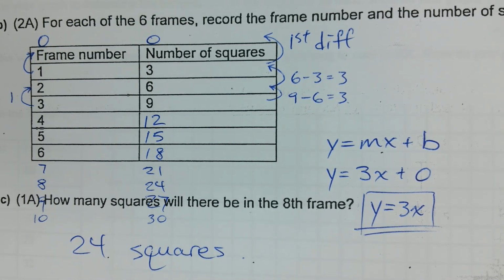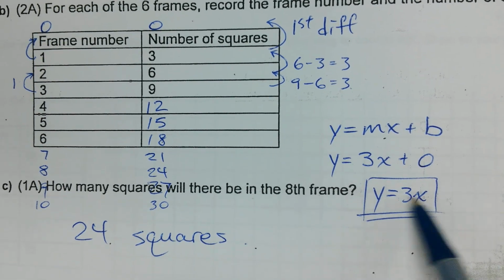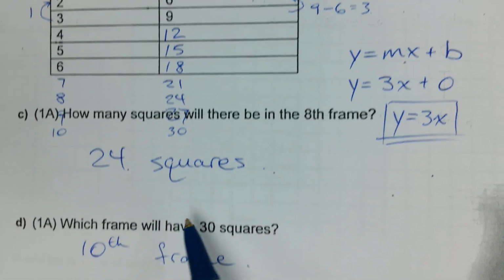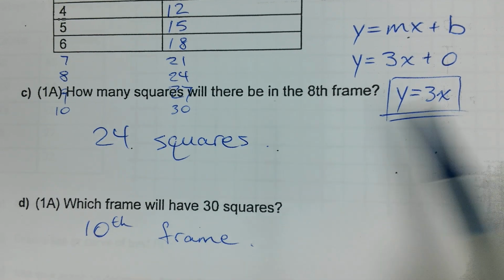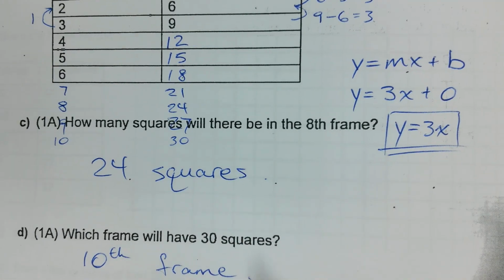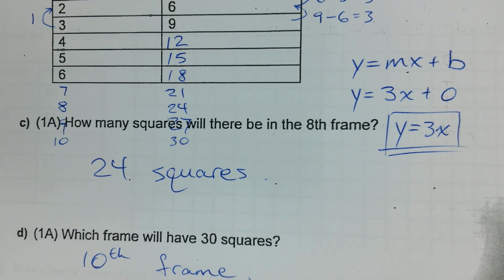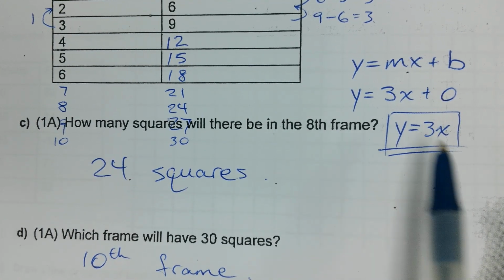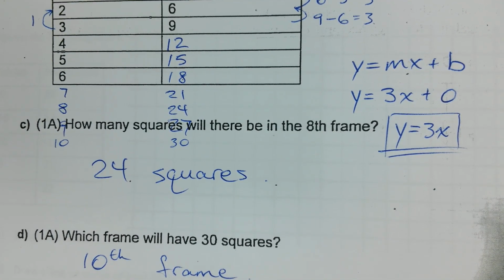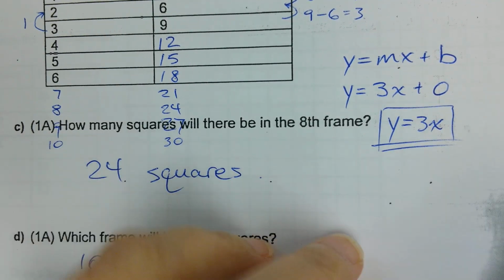Okay, so now if I say in the 100th frame, how many squares will I need? 300. All right, so you see how once you have the equation, it makes the whole question much easier. I could ask you any frame, any squares, you'll be able to answer with the equation. All right, moving right along.